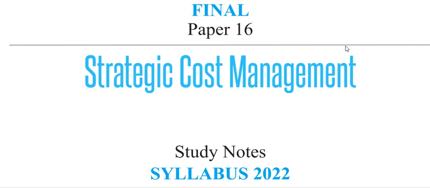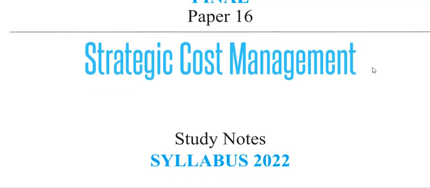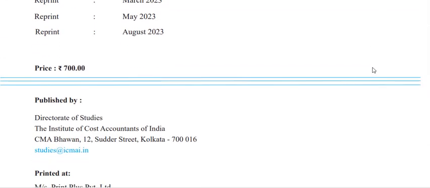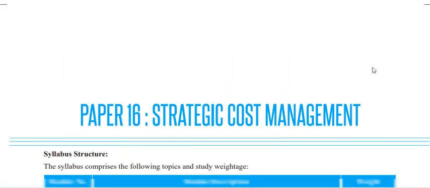Today we are discussing the CMA final stage, paper number 16. Paper name is Strategic Cost Management, and we are covering this syllabus 2022 from the study note provided by the Institute of Cost Accountants of India. So first we will understand what exactly the structure of this new syllabus or new course is.